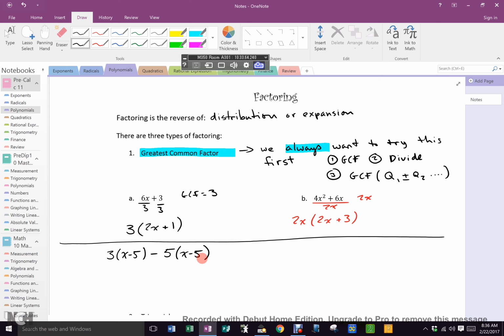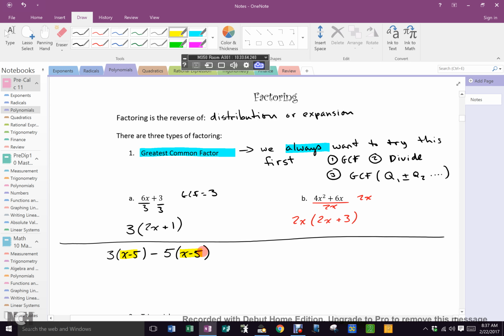Lucas. You could distribute it first. Please don't. You could, but please don't. Who else has an idea? Kelvin. The GCF is X minus 5, right? Because that and that are the same.